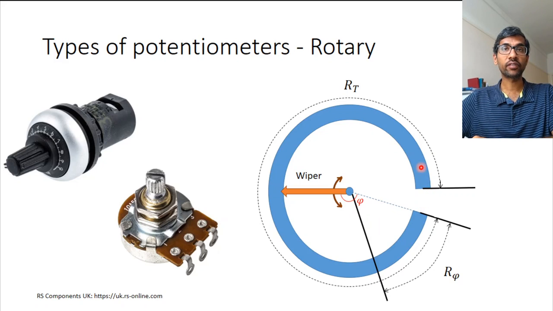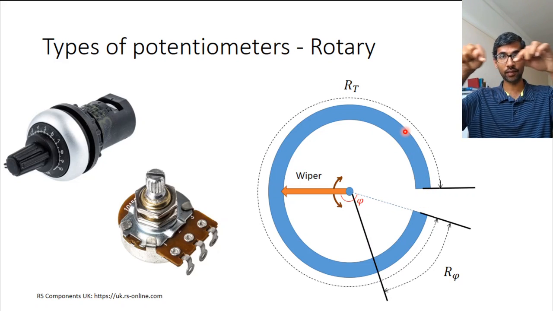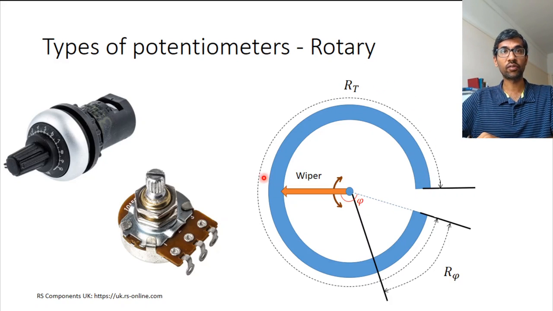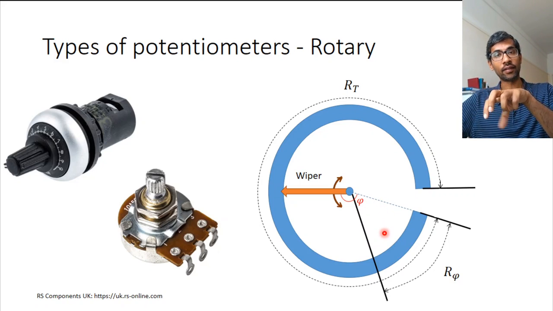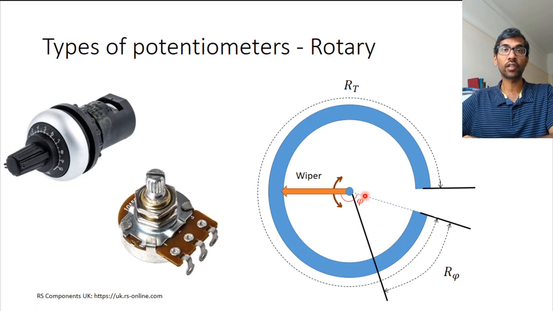So think of this: you have a wire. Instead of having just a straight wire, you curl it around in a circle, as shown in this figure, and then you have this wiper moving up and down. So it's basically rotating, right? And if you measure the resistance from this point till the wiper, the resistance is going to be proportional to the angular displacement here.